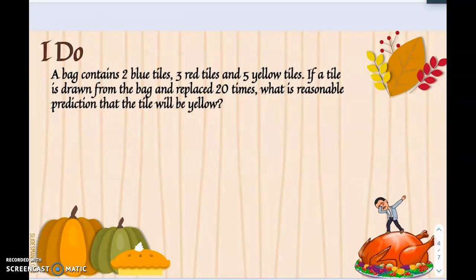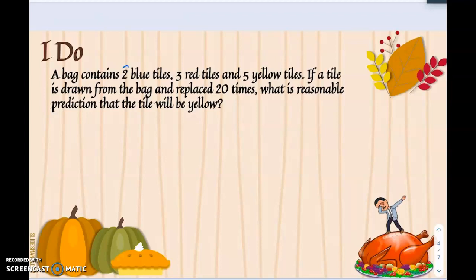Today's I do. A bag contains 2 blue tiles, 3 red tiles, and 5 yellow tiles. If a tile is drawn from the bag and replaced 20 times, what is the reasonable prediction that the tile will be yellow? Well, the first thing I'm going to do is annotate.